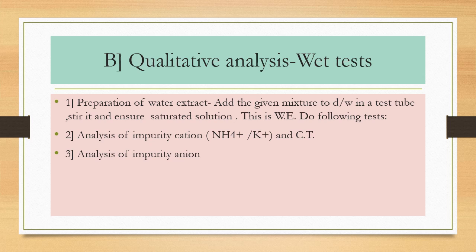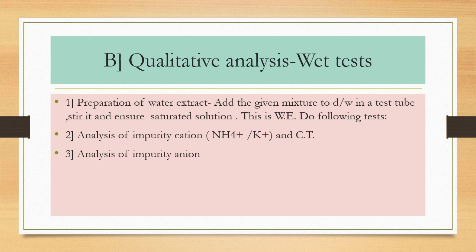Now here only the quality, that is the detection of impurity anion and cation, will be checked. There is no measurement of any quantity and therefore it is qualitative analysis. For preparation of water extract, the given mixture is to be taken in a test tube. To that, a small amount of water is to be added, stirred very well to ensure that a saturated solution is formed, which is treated as the water extract.